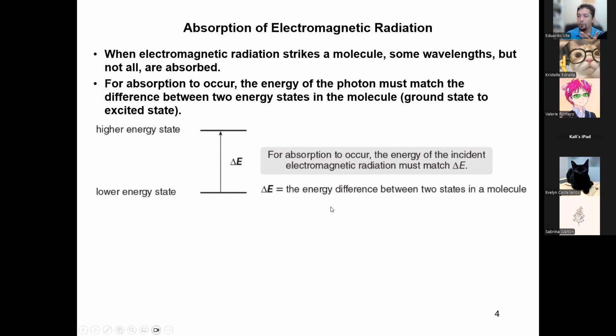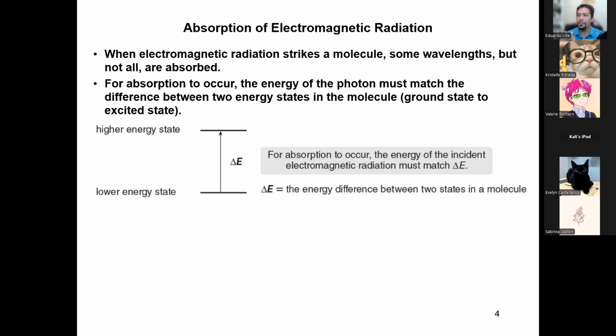Remember, you can take energy and put it into a molecule and it can rotate, it can translate, and it can vibrate. Well, it can also have its electrons excited, but that takes a lot more energy. So that only happens with gamma rays, X-rays, ultraviolet rays. That's why it fluoresces when you shine the UV light.